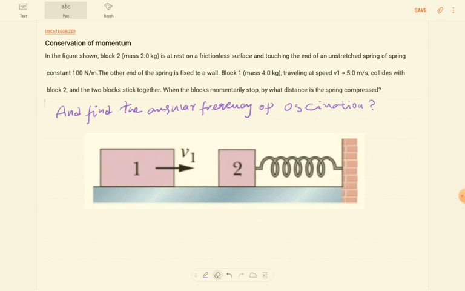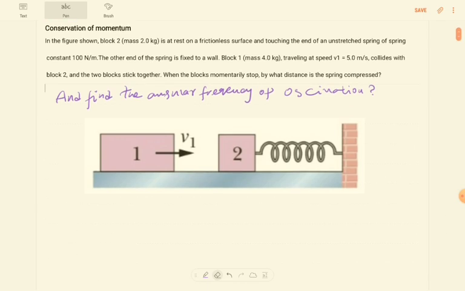So in the figure shown, block 2 of mass 2 kilogram is at rest on a frictionless surface and touching the end of an unstretched spring of spring constant 100 Newton per meter. The other end of the spring is fixed to a wall, and block 1 of mass 4 kilogram traveling at speed v1, 5 meters per second, collides with block 2 and the two blocks stick together. When the blocks momentarily stop, the question says, by what distance is the spring compressed?